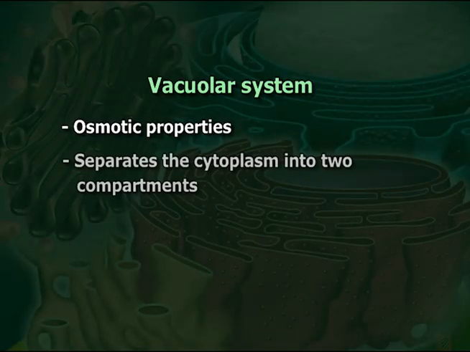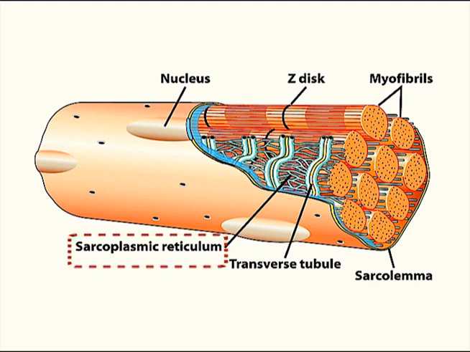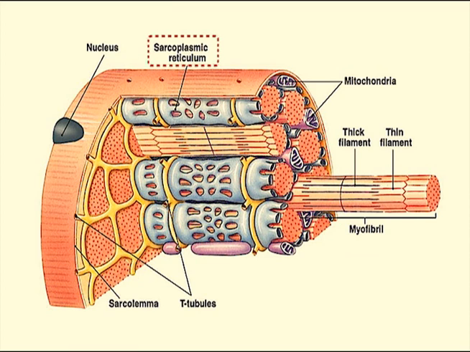The vacuolar system separates the cytoplasm into two compartments. This makes possible the existence of ionic gradients and electric potentials across these intracellular membranes. This has been applied to the sarcoplasmic reticulum, a specialized form of ER found in striated muscle fibers, which is considered as an intracellular conducting system. The sarcoplasmic reticulum is involved in the concentration and storing of calcium ions. When the muscle is stimulated, the calcium ions are released, resulting in muscular contractions.